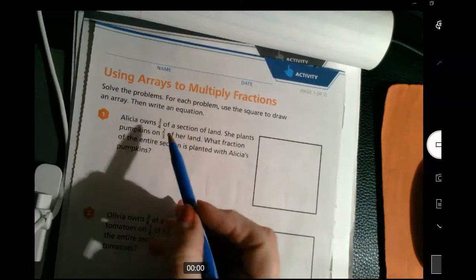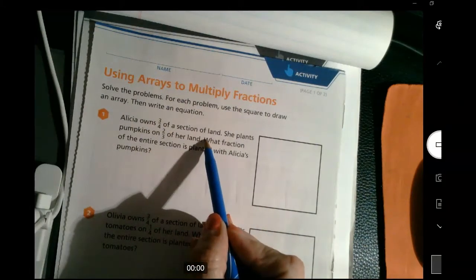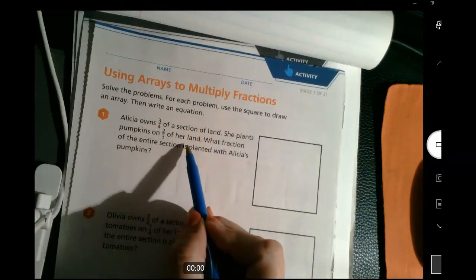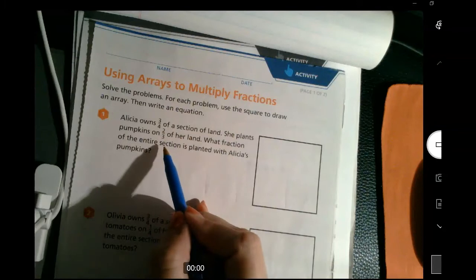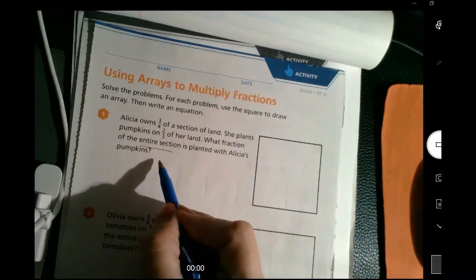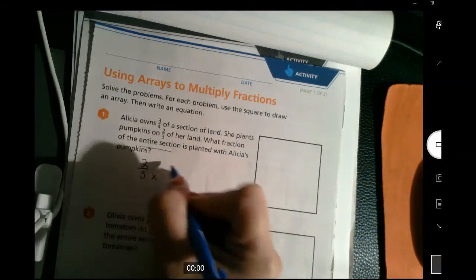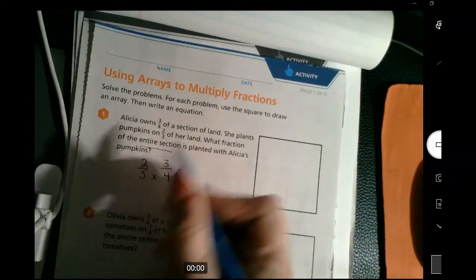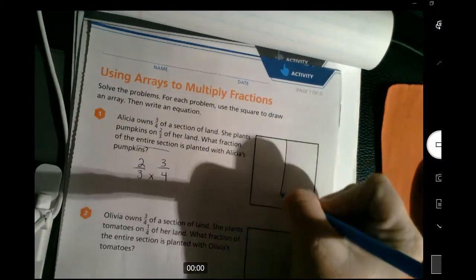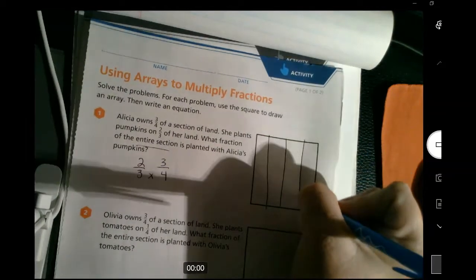So, first of all, let's think of our equation. Alicia owns 3/4 of a section of land. She plants pumpkins on 2/3 of her land. What fraction of the entire section, that's important, is planted with Alicia's pumpkins? Well, what we're trying to find is 2/3 times 3/4. So go ahead and write your equation down there. And we're first going to figure out how much of this portion of land Alicia owns.